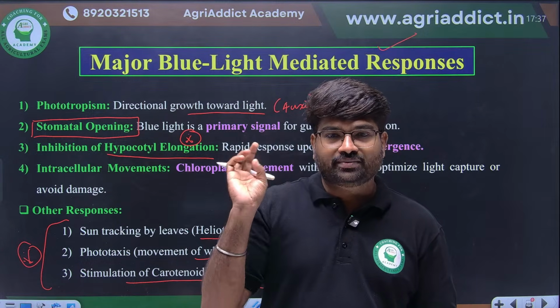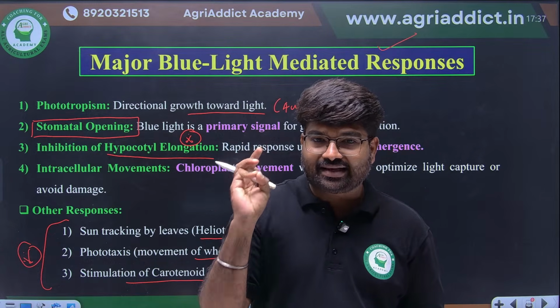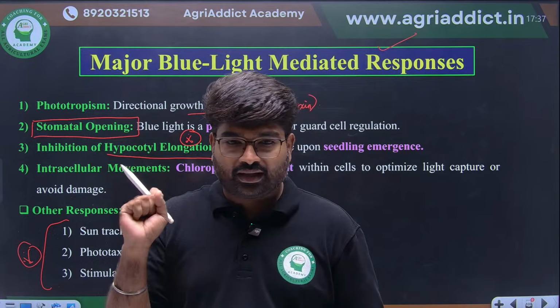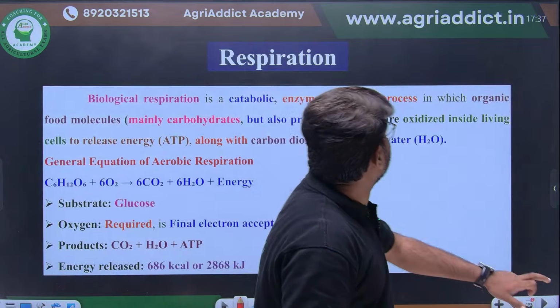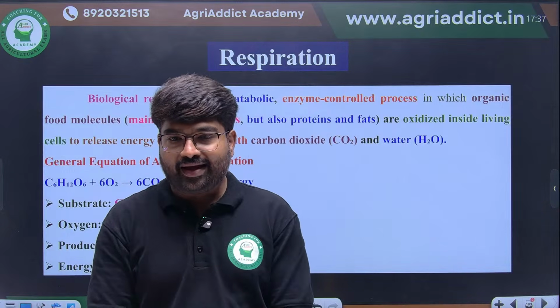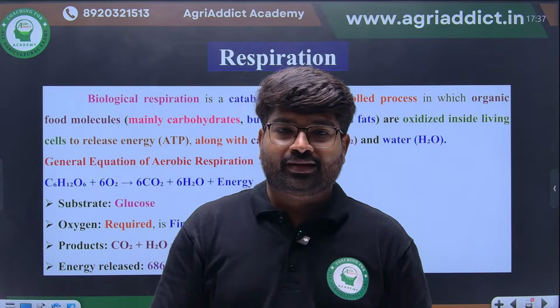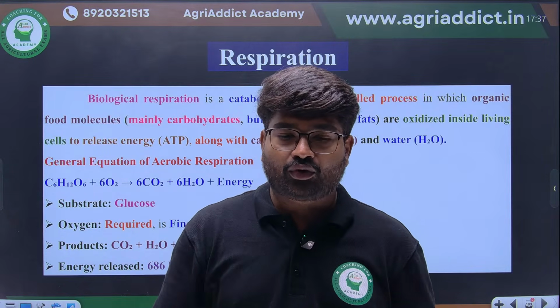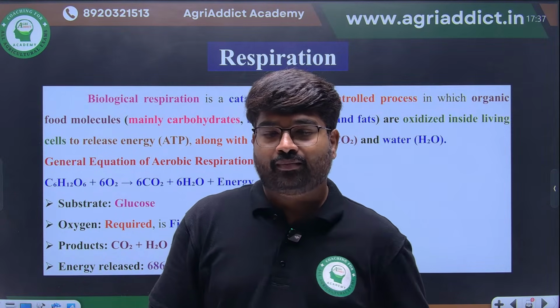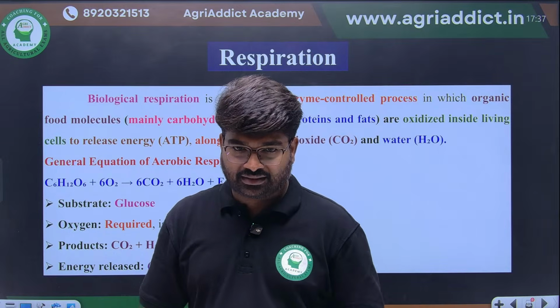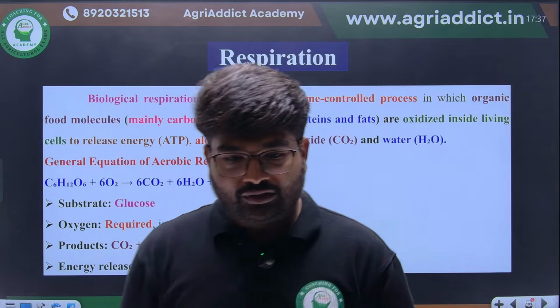In phytochromes, de-etiolation is the key point you have to remember. With this, we are completing phytochromes and cryptochromes. Then we also completed biotic and abiotic stress. Now we are going to start with respiration.